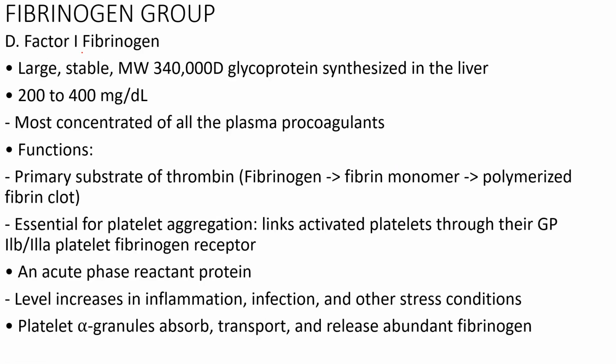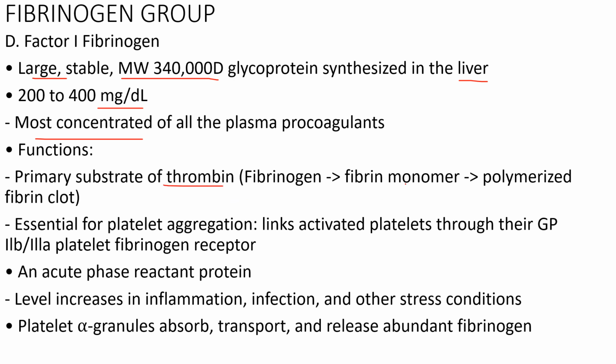Then we have your factor 1 or your fibrinogen. This is a large, stable protein with a molecular weight of 340,000 Daltons, synthesized in the liver. It usually has a concentration in the plasma of 200 to 400 milligrams per dL, the most concentrated. Its function is that it is the primary substrate of thrombin.